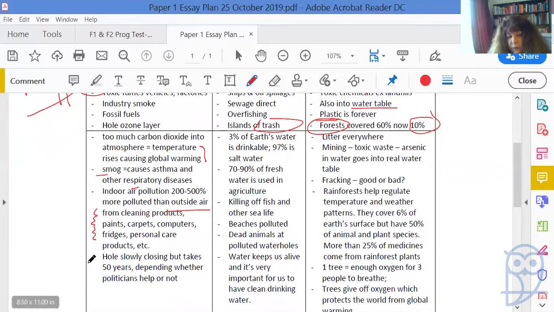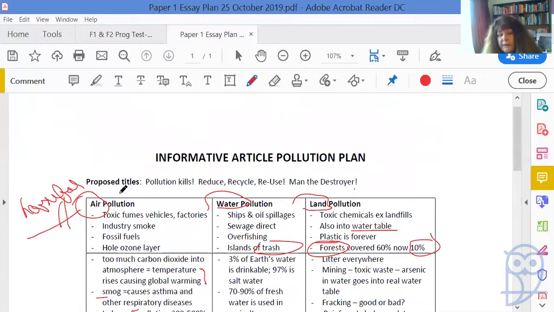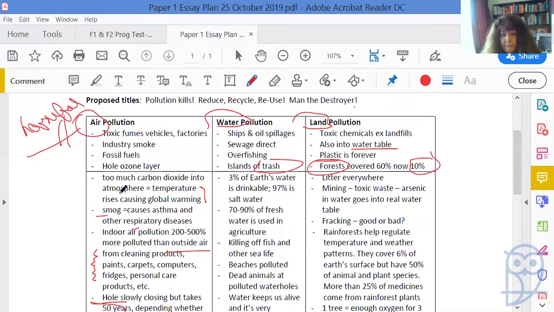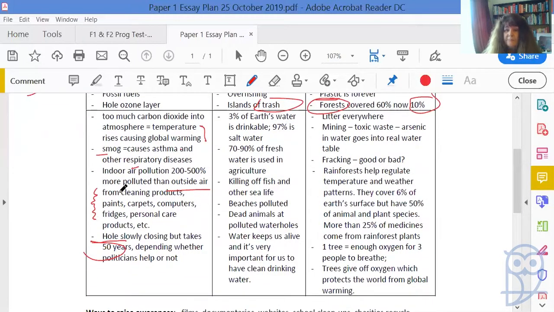And they said the hole in the ozone layer is slowly closing, but it does take 50 years to close if everyone doesn't make more pollution in the meanwhile. So that's quite a lot you can write about air pollution. Remember, you should be putting 3 examples. The rule of 3. Water pollution, you probably know these facts because you've heard about them so often.